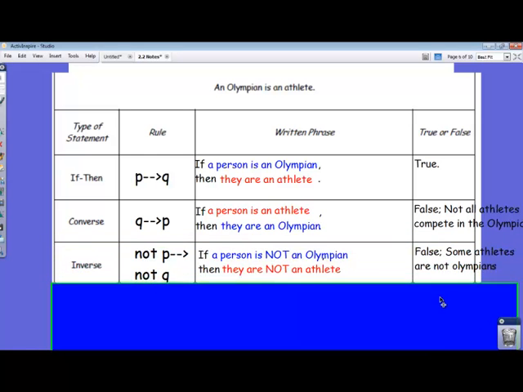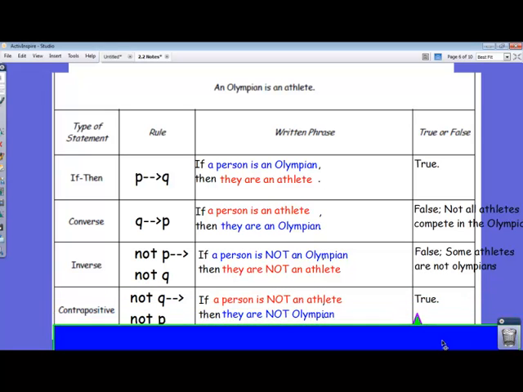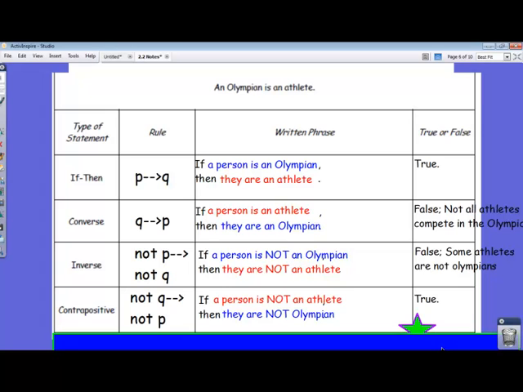And for inverse, you have if a person is not an Olympian, then they are not an athlete. This is also false. Some athletes are not Olympians. Some athletes do not go to the Olympics. And last one, contrapositive. If a person is not an athlete, then they are not an Olympian. This is true.